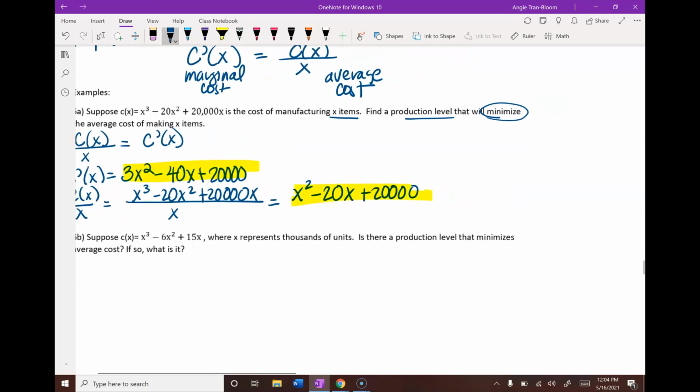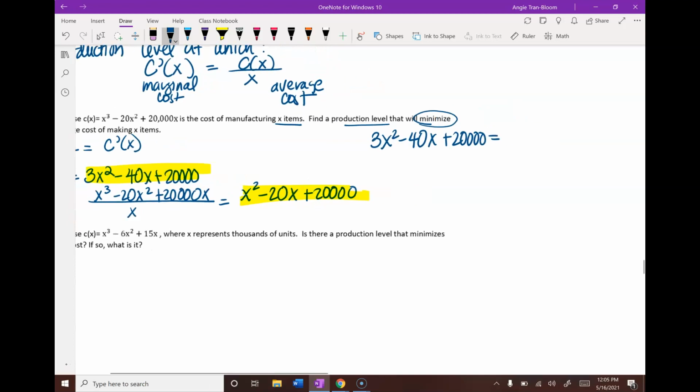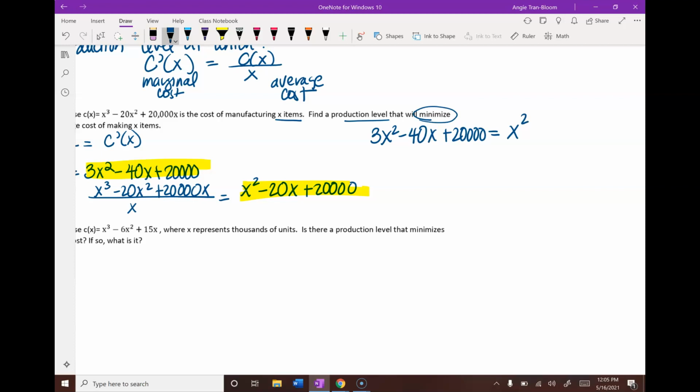These two equations, we are now going to set them equal to each other and then try to solve for x. So 3x squared minus 40x plus 20,000 equals your average cost equation, which is x squared minus 20x plus 20,000. As you can see here, the 20,000s will cancel each other out. So I'm going to move it over and then see if we can factor. So subtract x squared over, so we are going to end up with 2x squared. Add 20x, and now I'm just going to have 20x left, equal to 0.